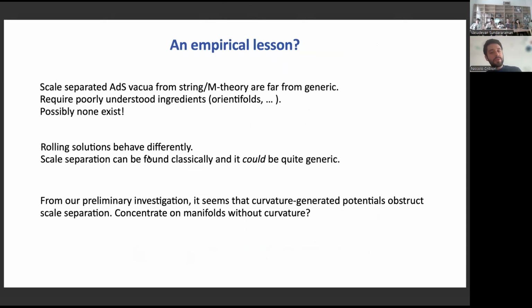Okay, so as I was saying, rolling solutions, even though, let me say this is very preliminary, seem to behave differently. I showed you very, very simple examples. Maybe they will turn out to be inconsistent, but for the moment, we don't see any inconsistency, because we are really working with classical ingredients, like the supergravity approximation. So we think it's a strong hint that scale separation in solutions which are rolling solutions that are not vacua might be more generic than in vacua.